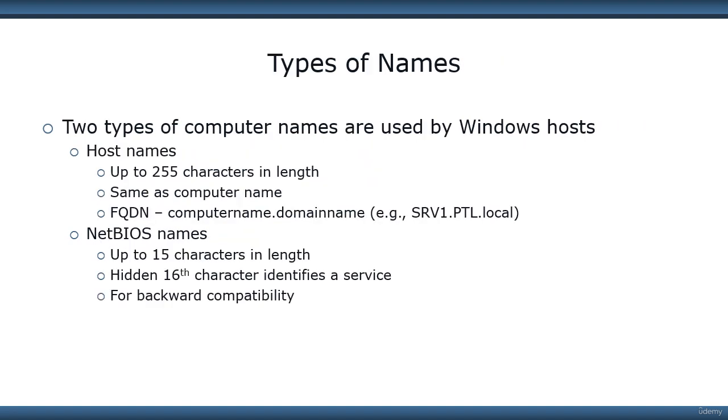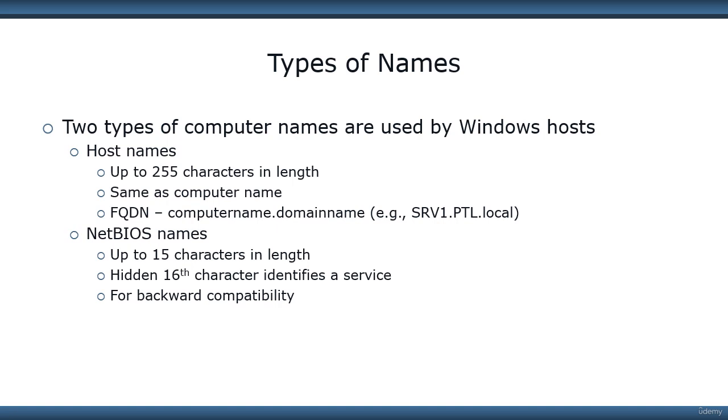Two basic types of names are used by Windows hosts. Other non-Windows hosts will not use NetBIOS names, and even Windows hosts are starting to go away from this, but figure I'd still mention it. Host names are up to 255 characters in length. They are the same as the computer name. The computer name, along with the domain name, makes up a term that you're definitely going to want to remember, and that's FQDN, Fully Qualified Domain Name.